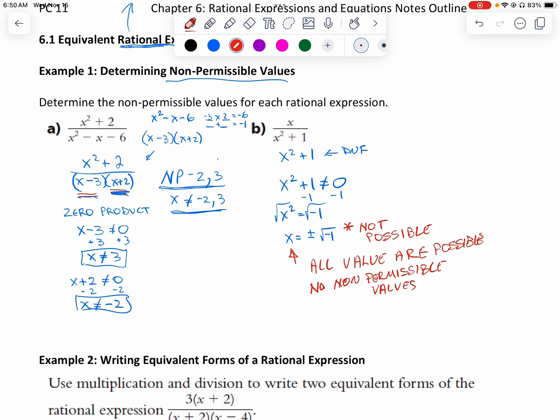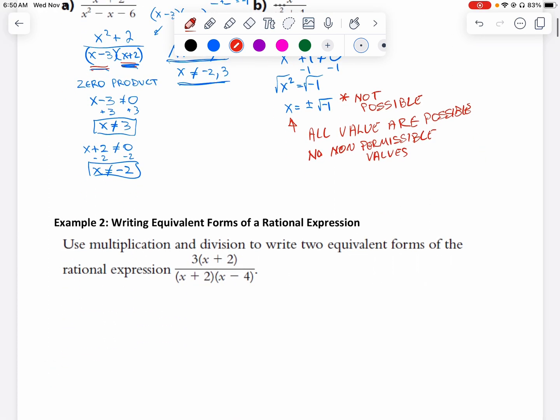Okay. Example 2. This concept in example 2 says writing equivalent forms of rational expressions. This is nothing new that we've seen before. It's just a variation of equivalent fractions. And in order to simplify our rational expressions, we have to understand how this works. Okay? So it says use multiplication and division to write two equivalent forms of the rational expression.